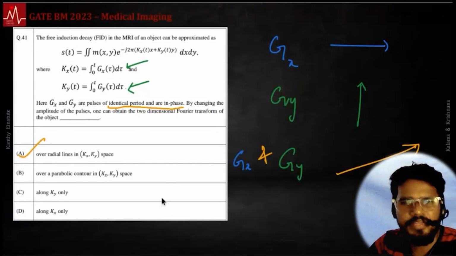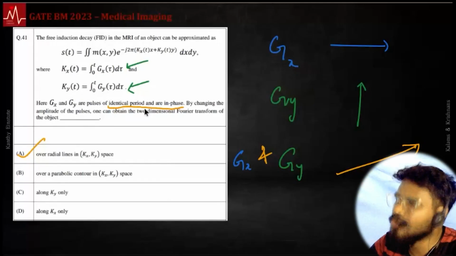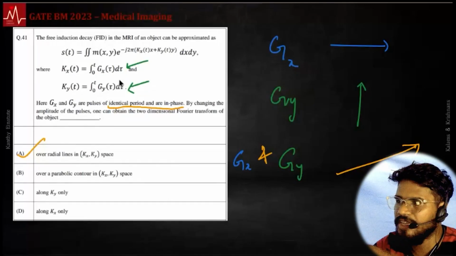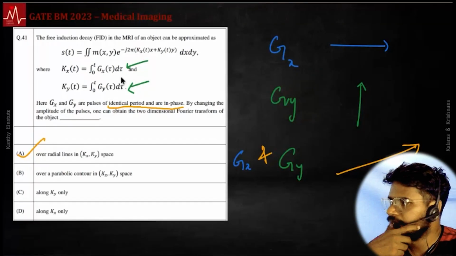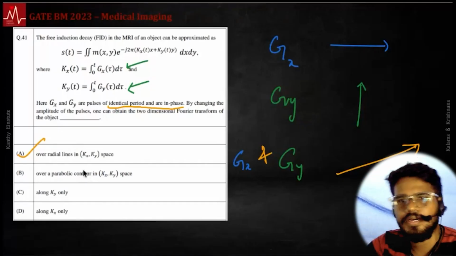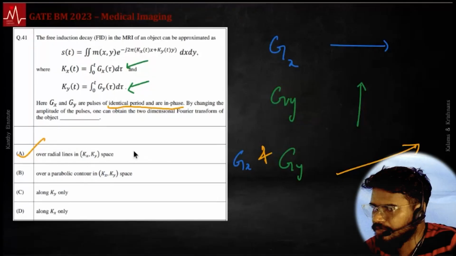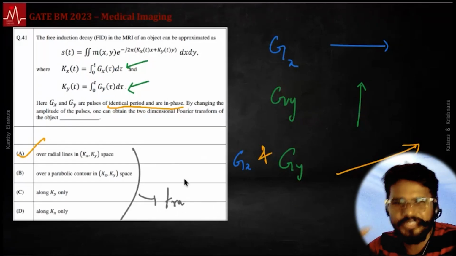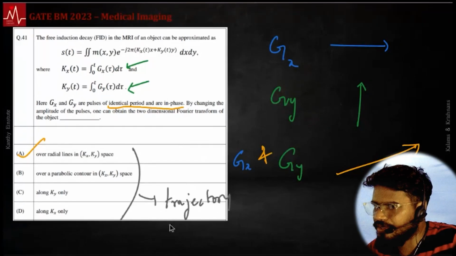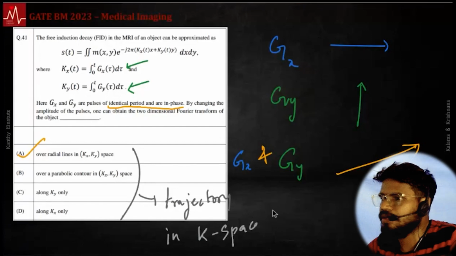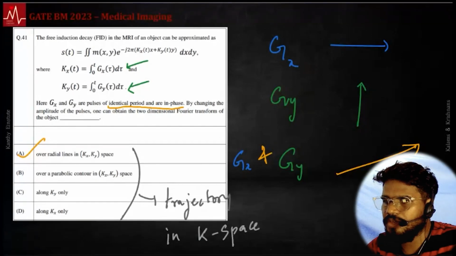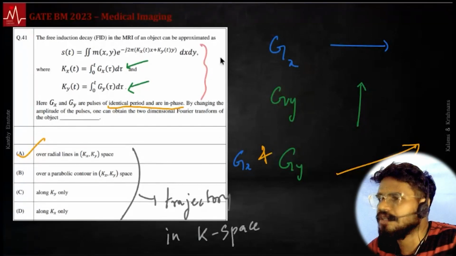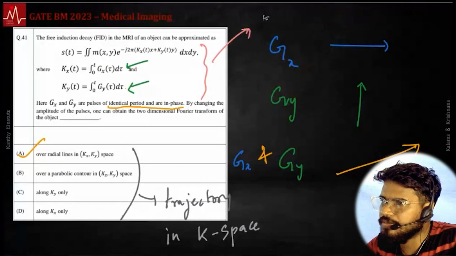And this can also be given diagrammatically, or the equations can be given as a pulse sequence. The description can be given as a K space trajectory. Instead of these options, they could give you four figures of trajectories in K space, and then this can instead be given as a pulse sequence.